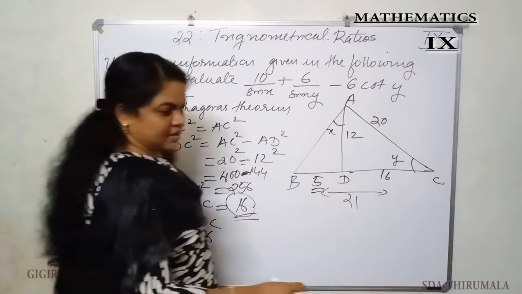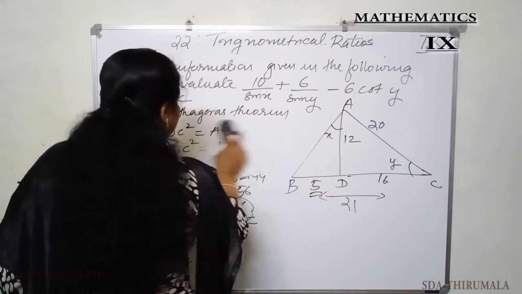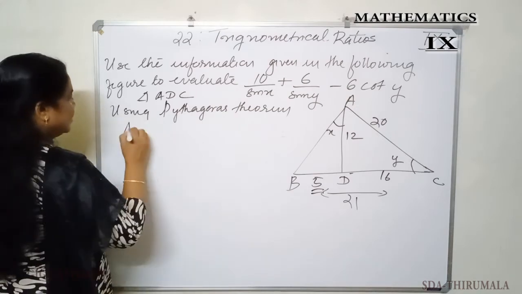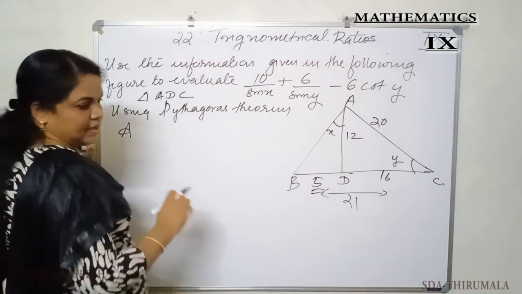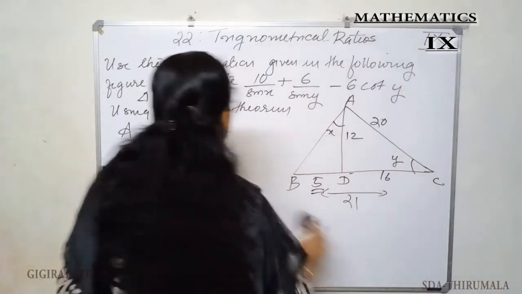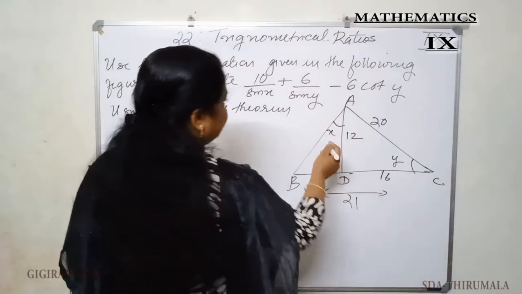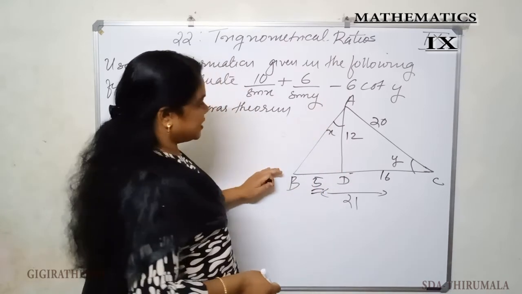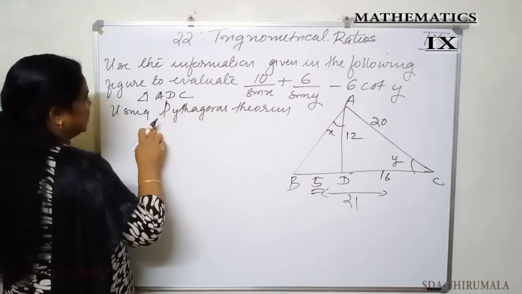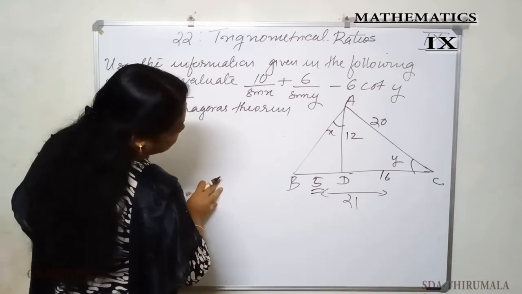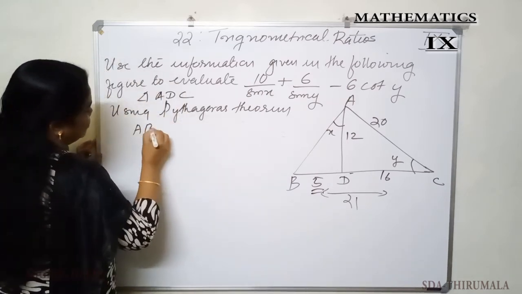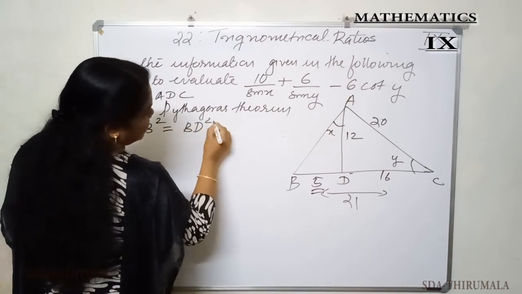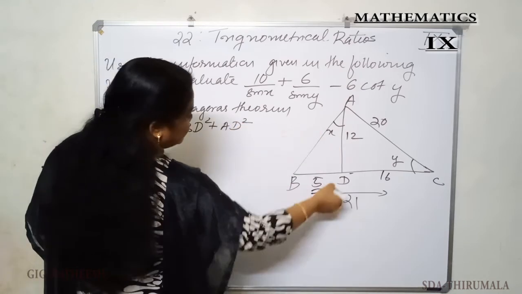Next, again using Pythagoras theorem. We want to calculate sin x, where this is the angle. So we want to calculate AB, this hypotenuse. Using Pythagoras theorem, AB square is equal to BD square plus AD square, that is base square plus altitude square.